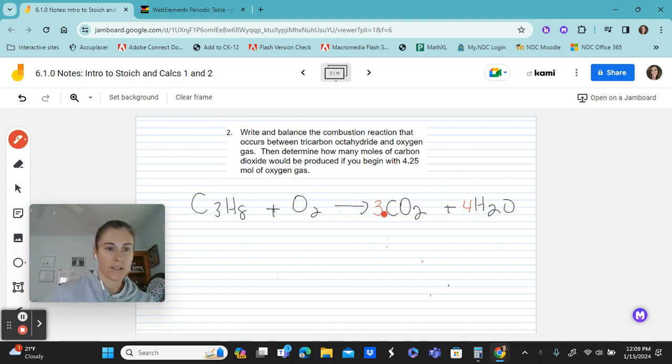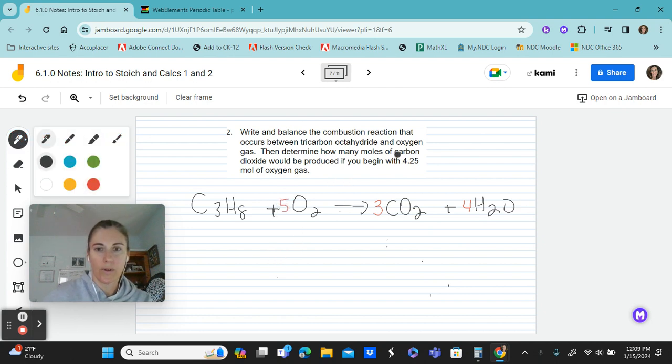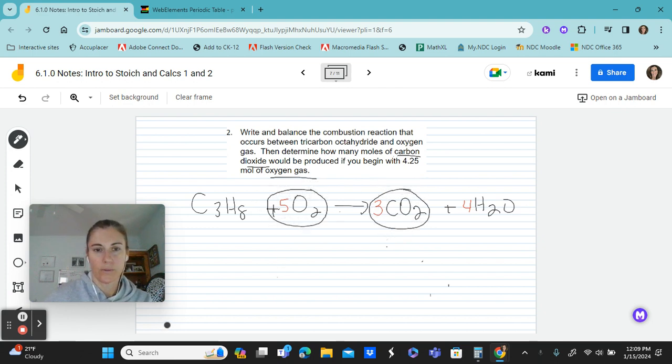Now we can fix the oxygen. So we have 3 times 2 is 6, plus 4 is 10, so we need a 5 here. All right, now that we're balanced, we want to know moles of carbon dioxide, and we're starting with oxygen gas. So it's helpful to focus on whatever you need to. We're not working with these two things. We're only working with these two. So we'll start out with our given 4.25 moles of O2.